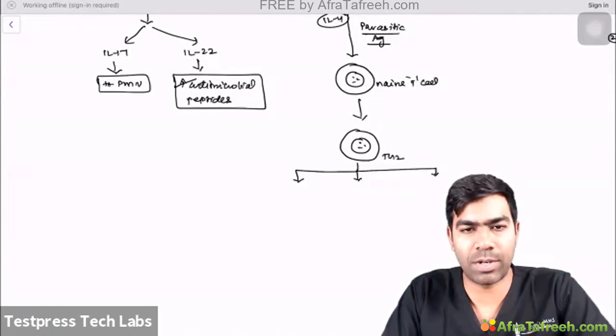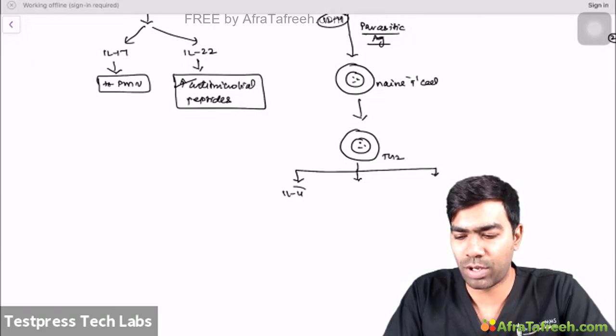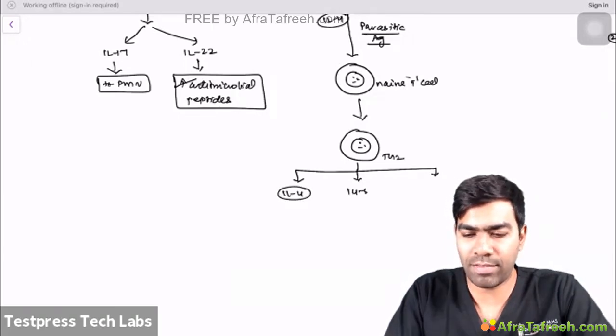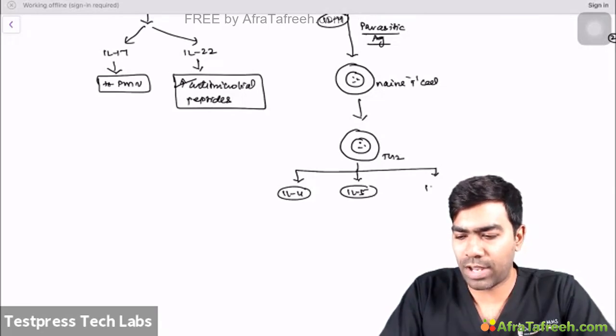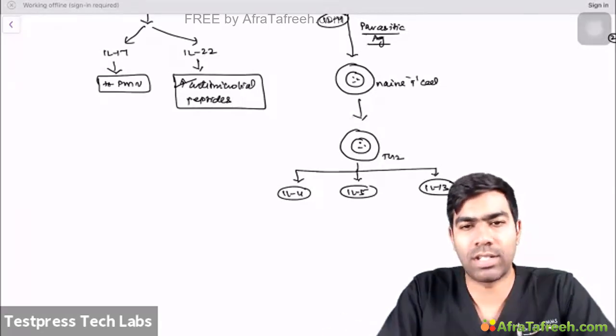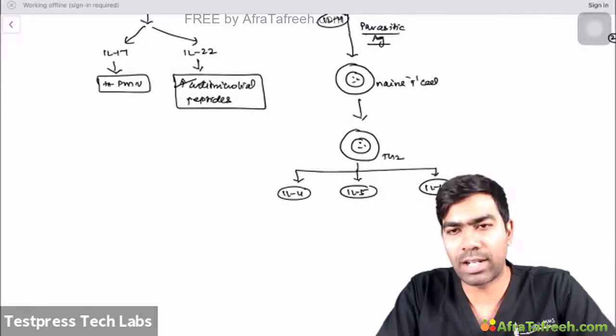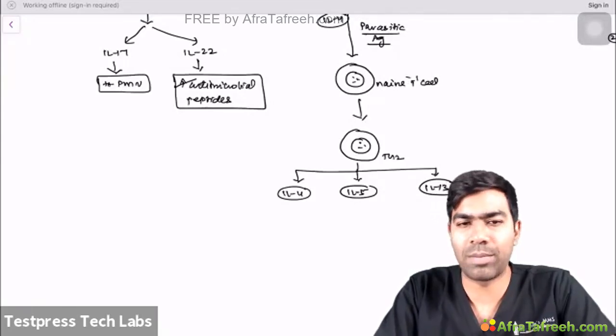There are 3 signature cytokines of the T helper 2 pathway. One is going to be interleukin 4, second is going to be interleukin 5, and third is going to be interleukin 13. These are 3 important interleukins that are signature cytokines of the T helper 2 pathway.